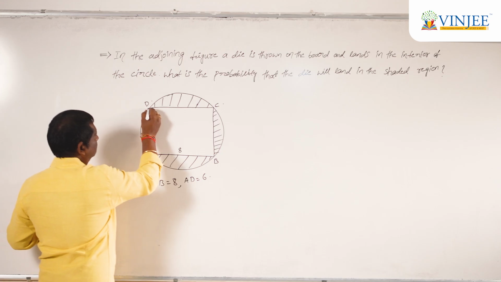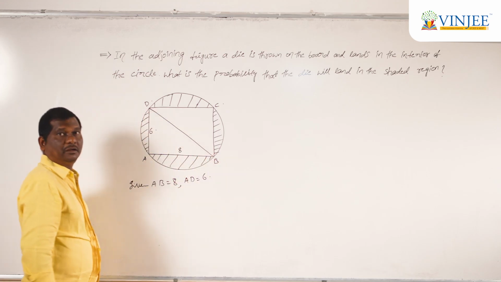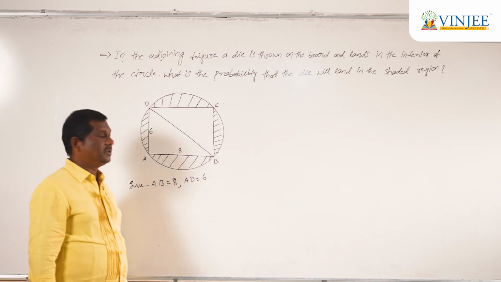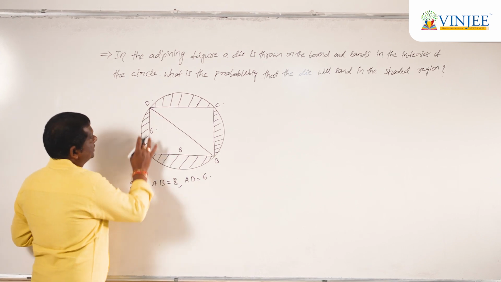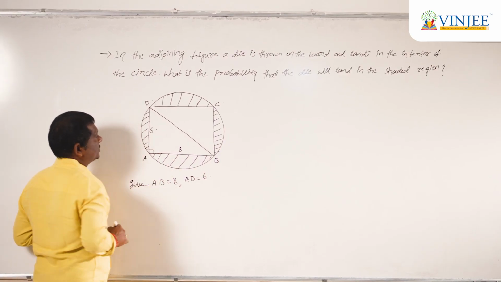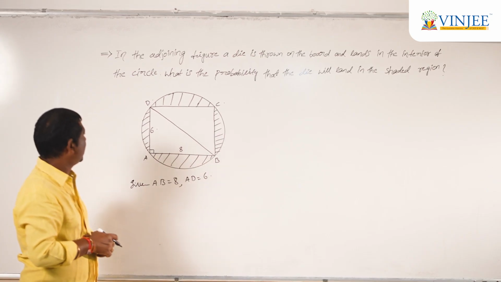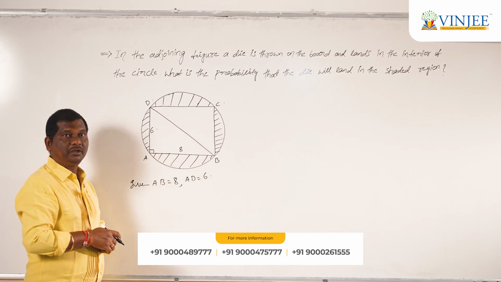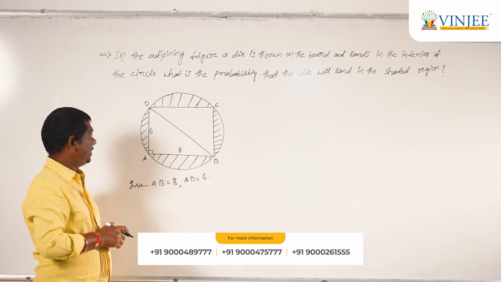Now here BD will be the diameter. Why will BD be the diameter? Now here ABCD is a rectangle. Therefore this angle is 90 degrees. BD is a diameter because the angle in a semicircle is 90 degrees. Therefore BD should compulsorily be the diameter.